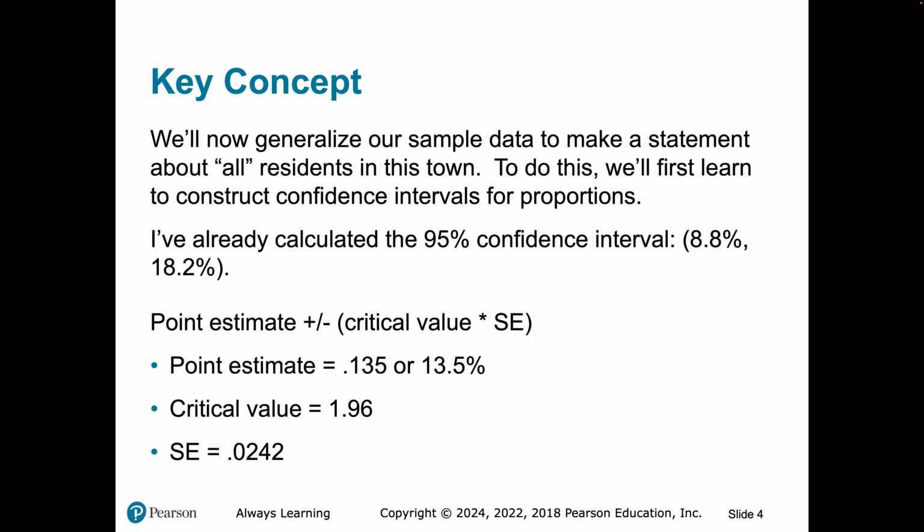But again, what you must tattoo to the brain right now is we are using our sample data, this 13.5%, this 27 out of 200 who were observed to be diabetic, to make a statement about rates of diabetes for all residents in this town.